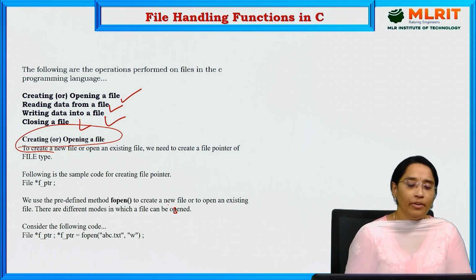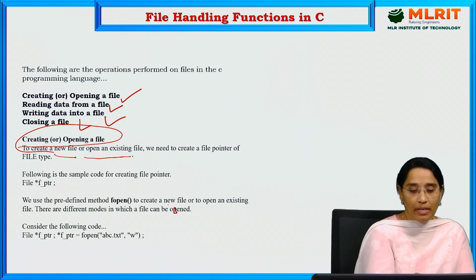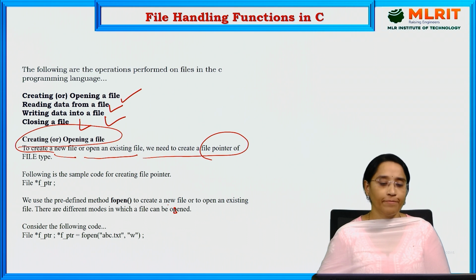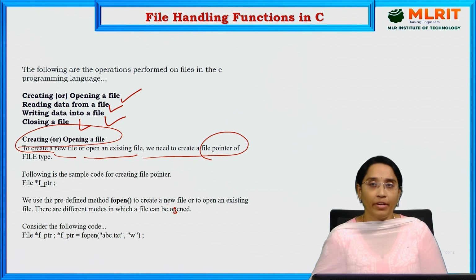To create a new file or to open an existing file, we need to create a file pointer of FILE type. In the previous case, I have given you that the data will be in the RAM for temporary purposes, and the data that exists in the hard disk will be the permanent one. So a file pointer will always be pointing to the hard disk of your computer.